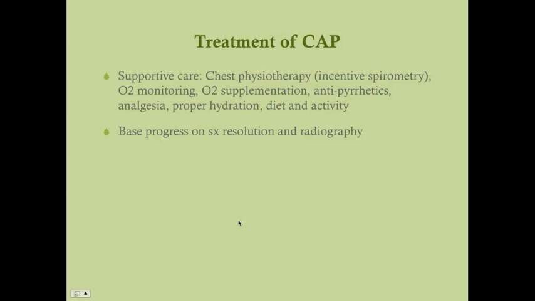As far as the supportive care for patients with community-acquired pneumonias, we want to make sure that they're getting chest physiotherapy, just simply because if they're not breathing as deeply, which they tend not to because it's painful, it causes them to cough, they're at risk for developing further pneumonia or atelectasis. So we want to have them on incentive spirometry. Oxygen monitoring is always important because if they have a deterioration in status, then it's going to change our game plan. Oxygen supplementation, we'll try to wean them down on their oxygen supplementation, but initially oxygen supplementation is going to play a big role. Antipyretics, analgesia, proper hydration, diet and activity, etc.